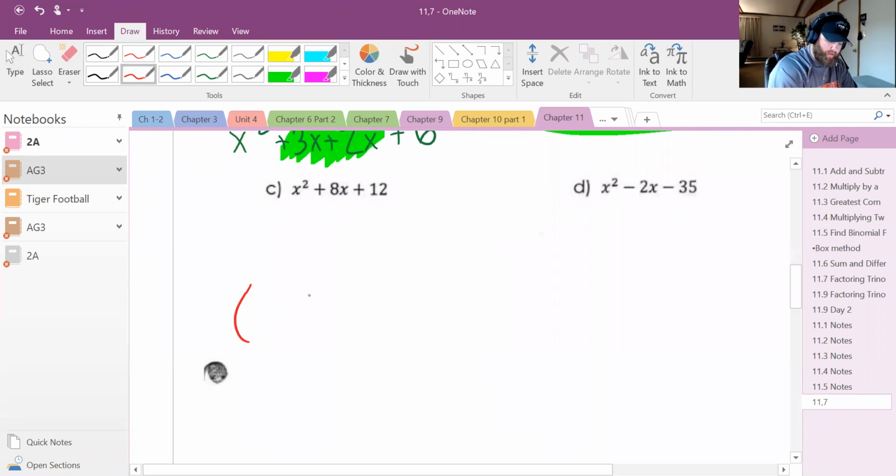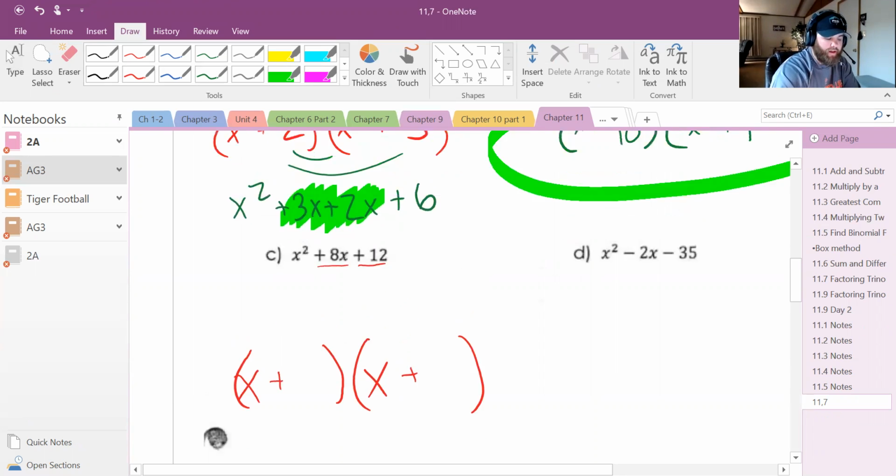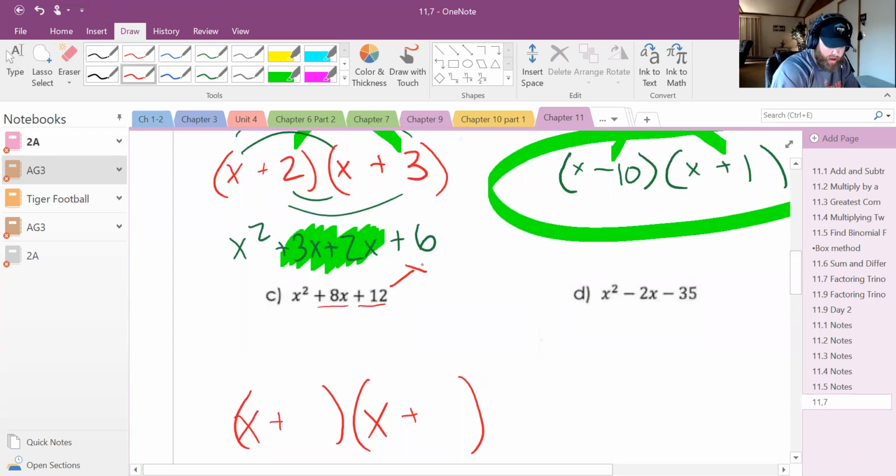First step, draw your parentheses. No big deal. I'm going to have an X, I'm going to have an X. Let's look at the signs. I have a positive and a positive. So what does that mean? They both have to be positive. Okay, let's look at the factors of 12 that can get me to positive 8. We have 1 and 12, we have 3 and 4, and then we have 6 and 2.